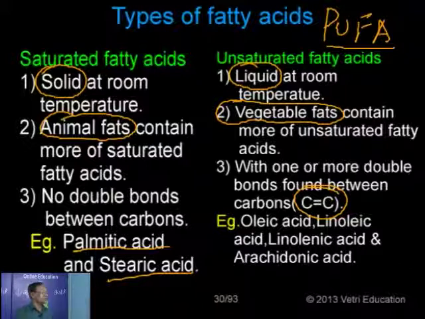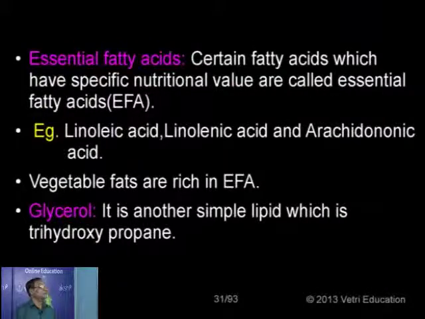Okay, so these are some of the differences. Only a few differences are taken from the examination point of view. Solid and liquid. Then we have more saturated fatty acids in the case of animal fats, and unsaturated fatty acids in the case of vegetable oils. And then between the carbon atoms, we have double bonds in the case of unsaturated fatty acids, and no double bonds in the chemical structure between the carbons in the case of saturated fatty acids. Now we also have another term, essential fatty acid, simply called EFA.